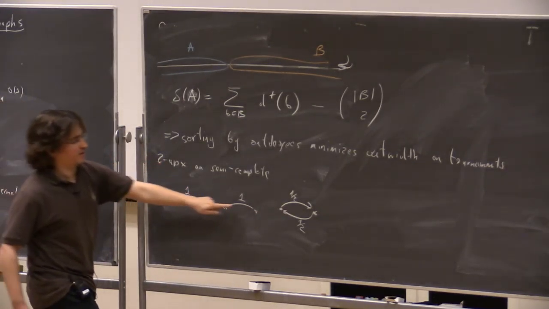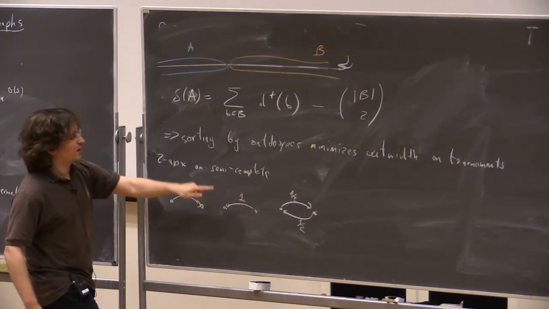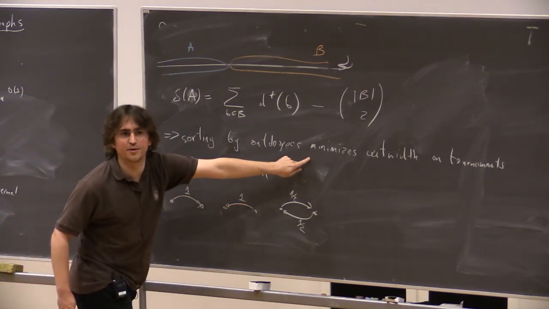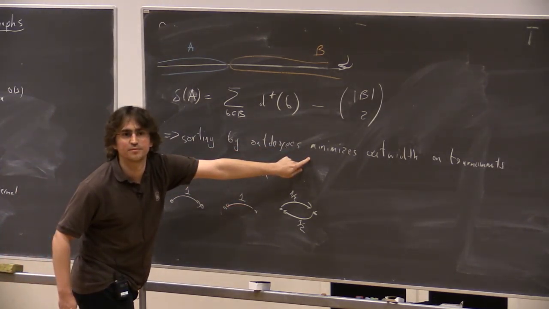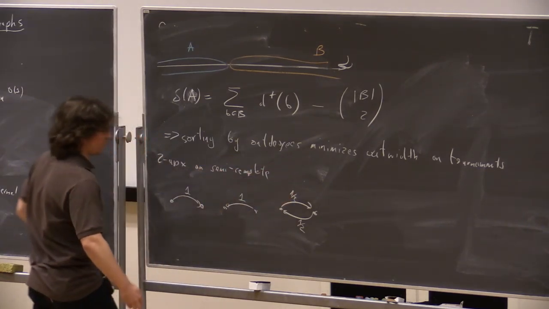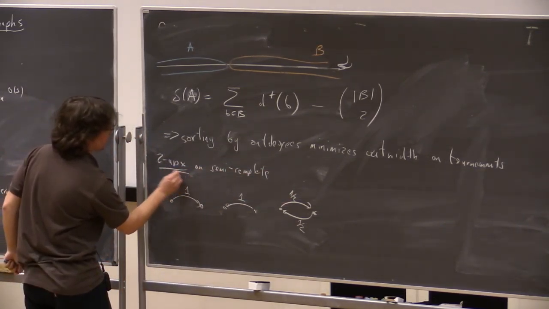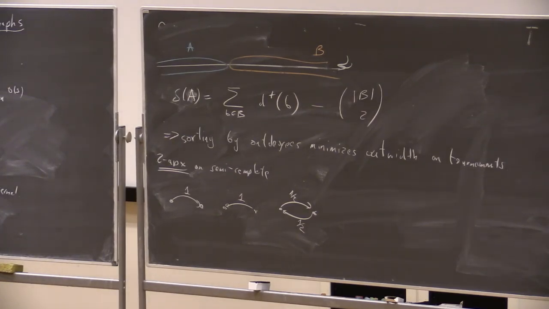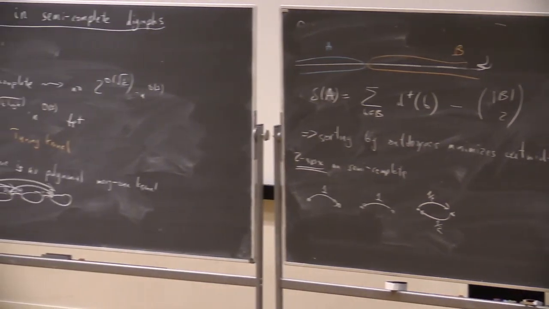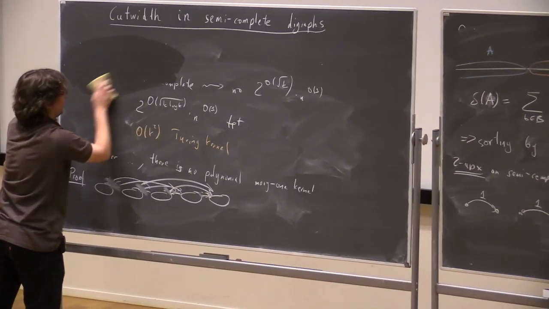I reweight the vertices like that. I sort by out degrees, and this is a two approximation. Okay, so we already have this two approximation algorithm. So as a first step of our Turing kernel, we can assume that we have computed in polynomial time a two approximate vertex ordering.